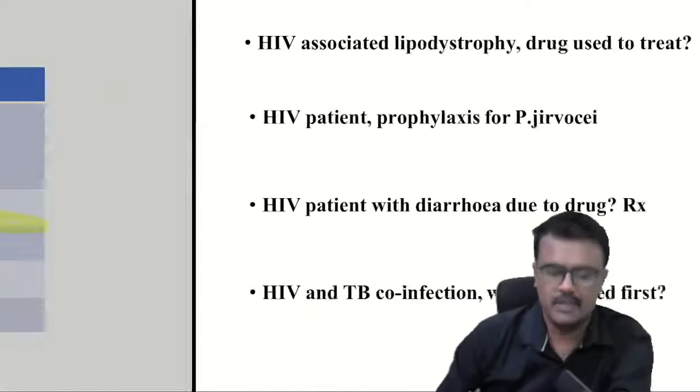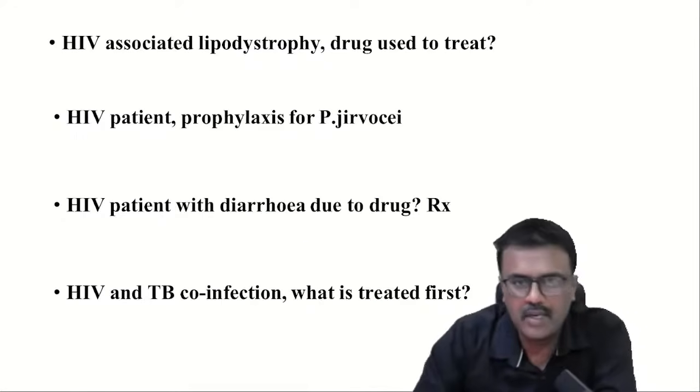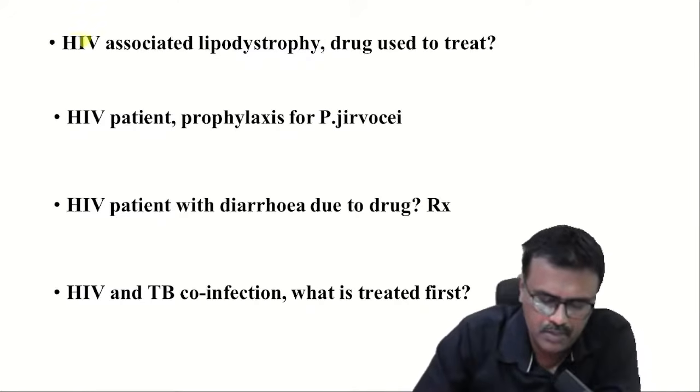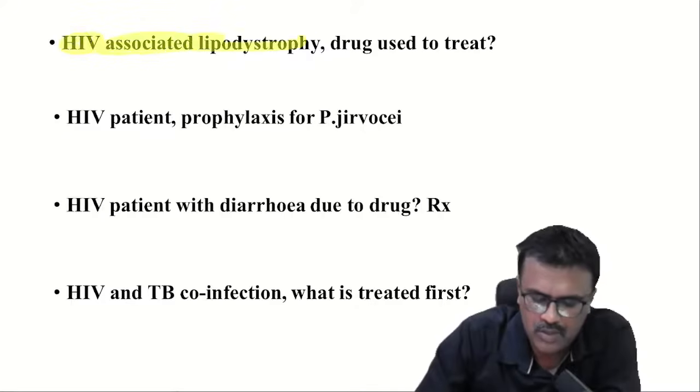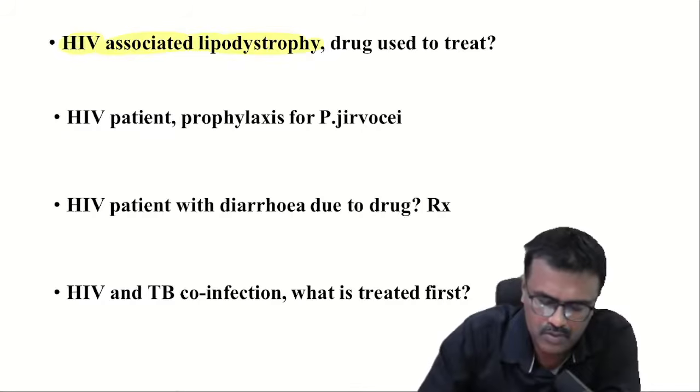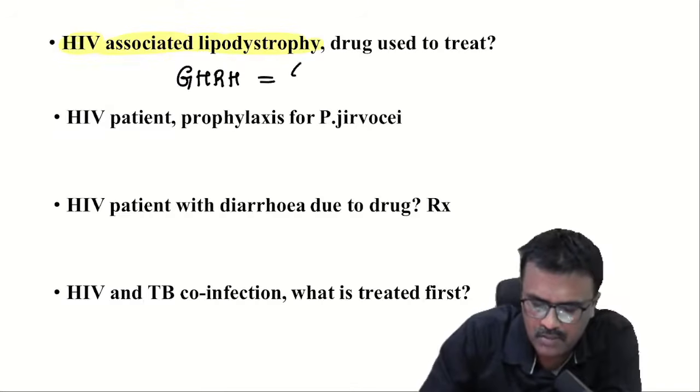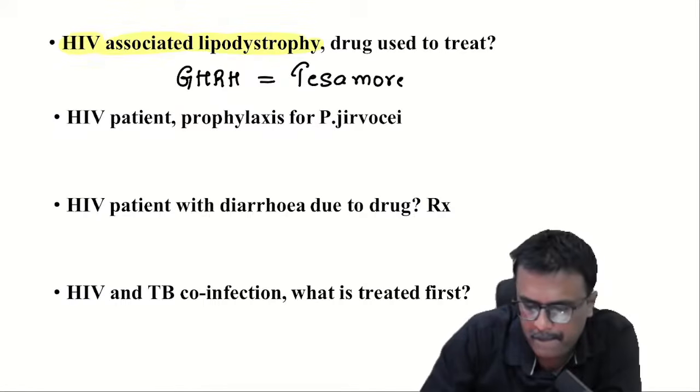Okay. Now certain times HIV associated problems are also being tested in NEET PG. Suppose a patient has HIV associated lipodystrophy, what is the drug to be used? So we have a growth hormone releasing hormone preparation. The name is called tesamorelin.